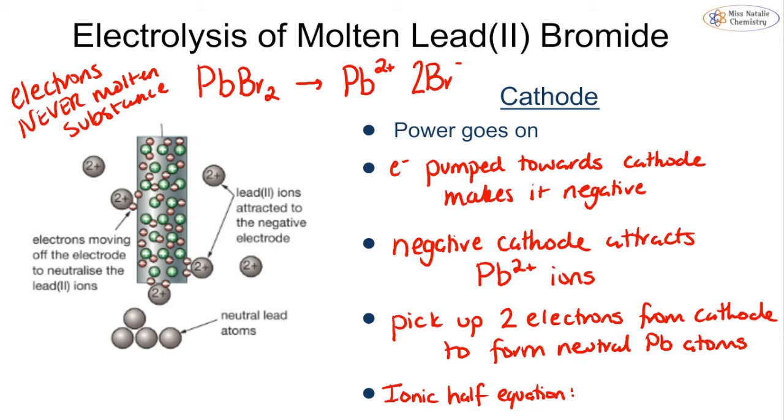We then have a half equation at the anode, and we combine the two together to give us the full equation. So what's actually happening? Well, we have a Pb2+ adding 2 electrons to make Pb atoms. That is the half equation. So the lead is gaining 2 electrons to become molten neutral lead atoms. So this is what's happening at the cathode during this process.